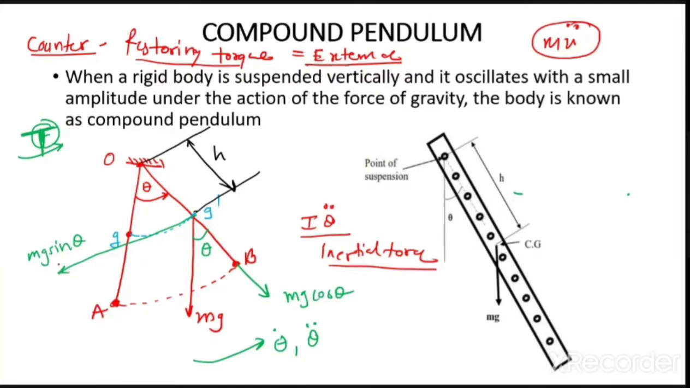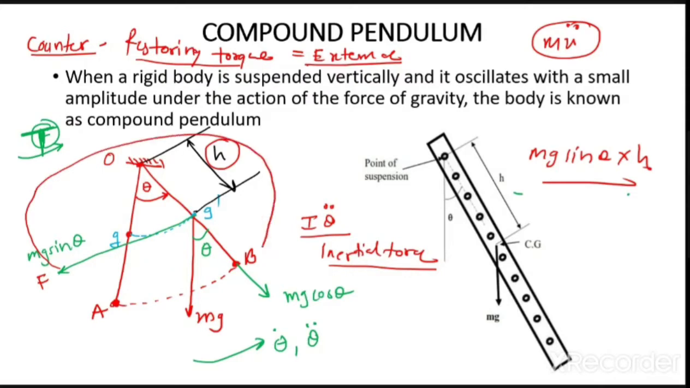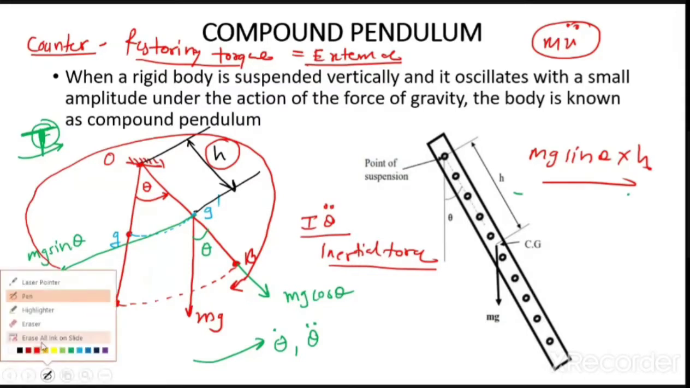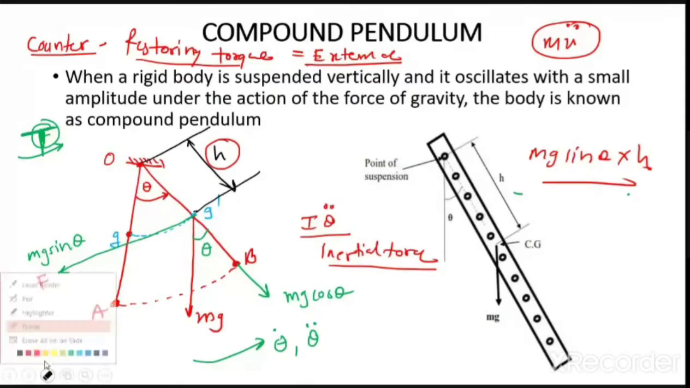Very easy. Now see, what is the force first of all? This mg sin theta is nothing but the force, right? Now this mg sin theta multiplied by h. How will it act? It will act opposite to this, in a clockwise direction. So it will act opposite to this I theta double dot. Am I clear? Have you understood this? So mg sin theta into h will be your external torque which is acting opposite to the I theta double dot.